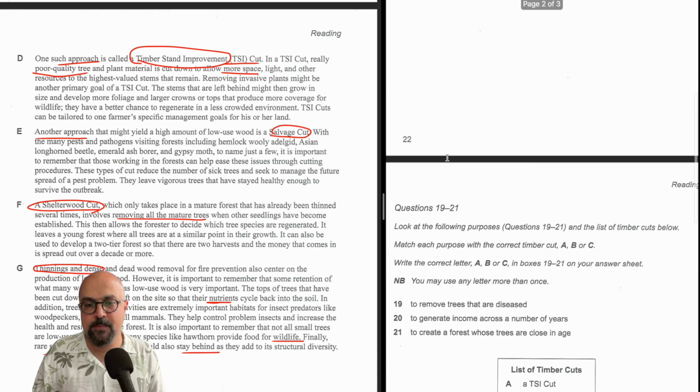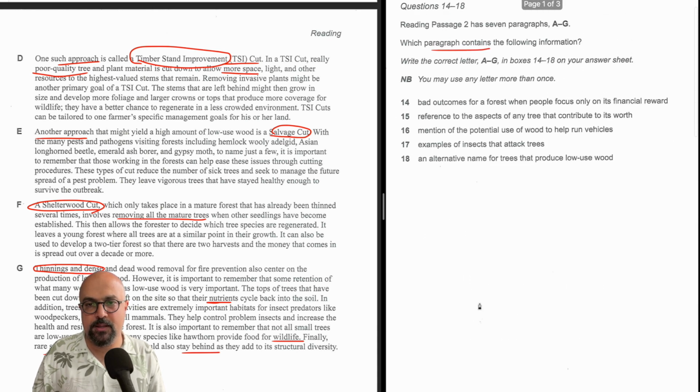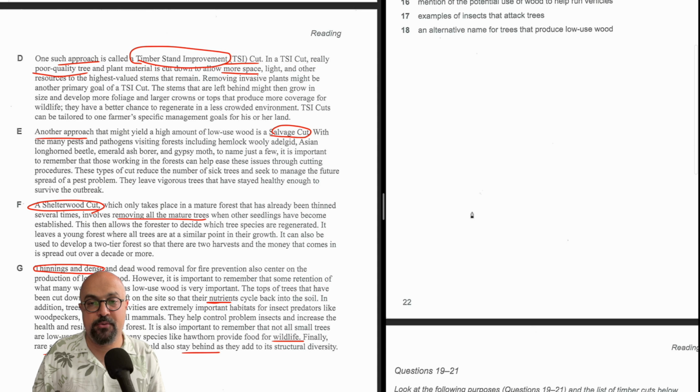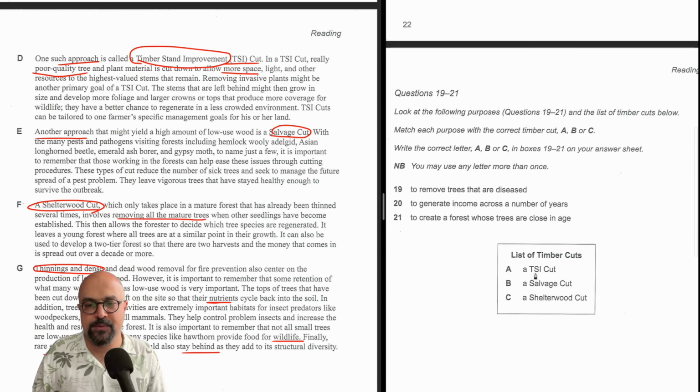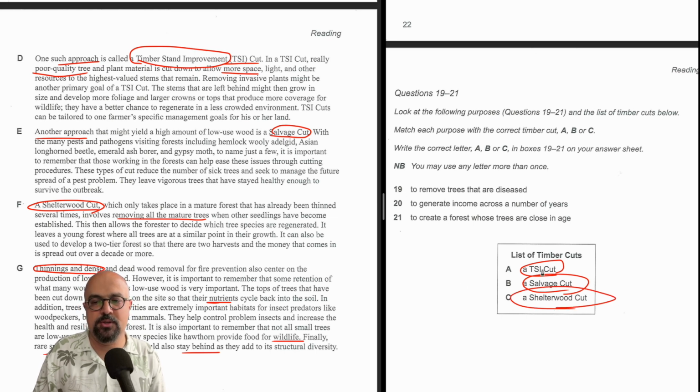Now, what next? We can go to this type or this type. Like I said, this is going to be our last priority. So let's see. We have these types and I know where they are. So the first step is to make sure we know where these are. TSI is here. So we need this. We need salvage. Where is that? Okay, here. And shelterwood. Where is shelterwood? Okay, we only need these 3 paragraphs.